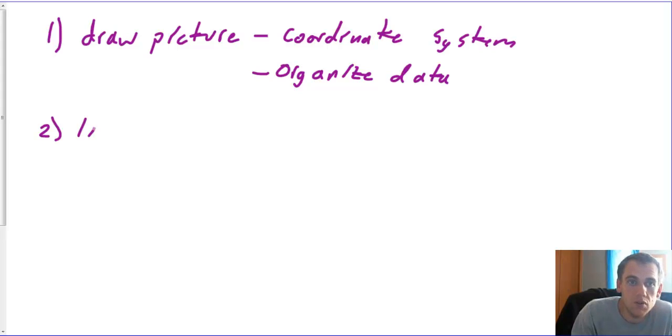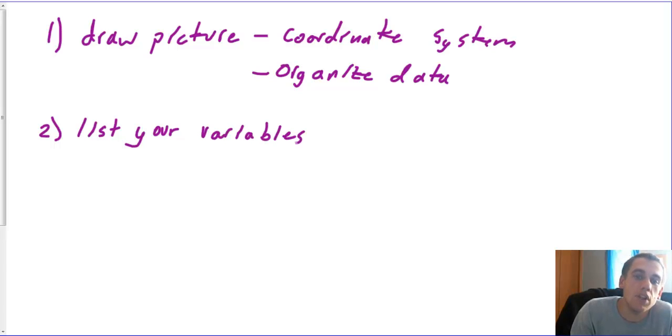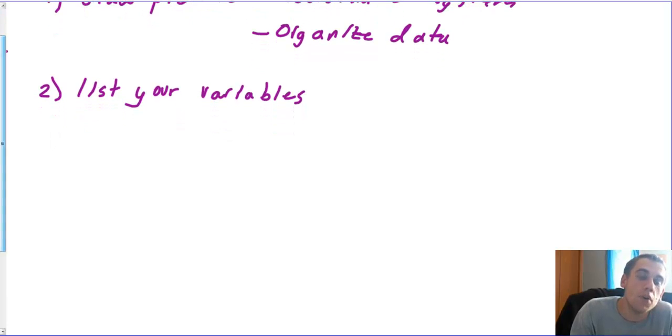Step 2, list your knowns and unknowns. Okay, just because you put them in a picture doesn't mean that that's the only way you should display it. Okay, so I'm going to say list your variables. Okay, so that way you know what you know and you know what you need to know. Okay, but when you're listing your variables, it's important. You drew them on your picture where they go, so when you're listing them in a list, keep them separate. Okay, so if you have multiple objects, you have to keep those separate. Separate multiple objects.